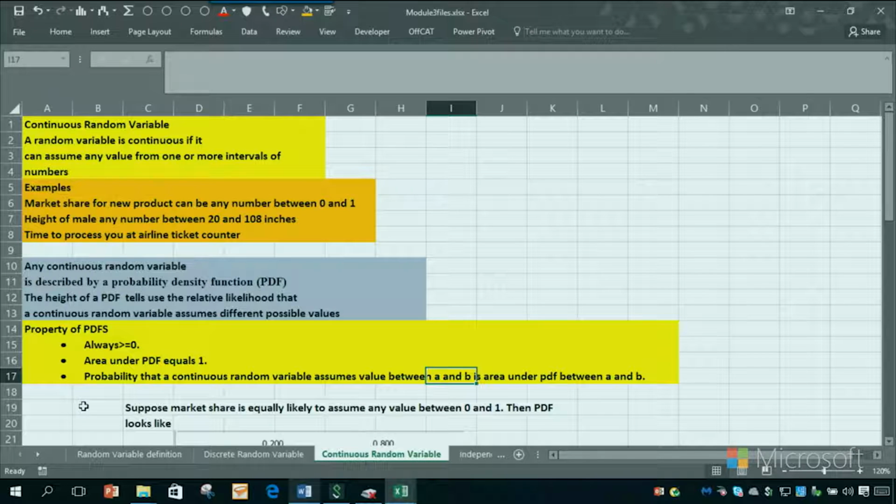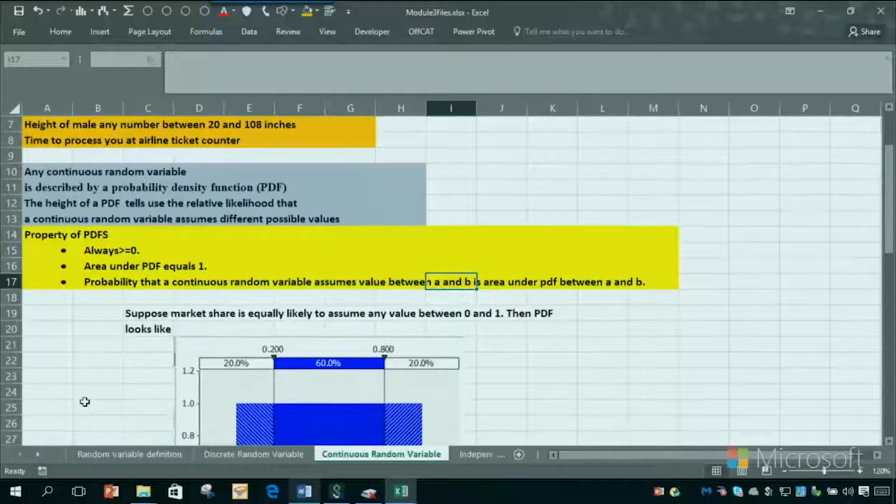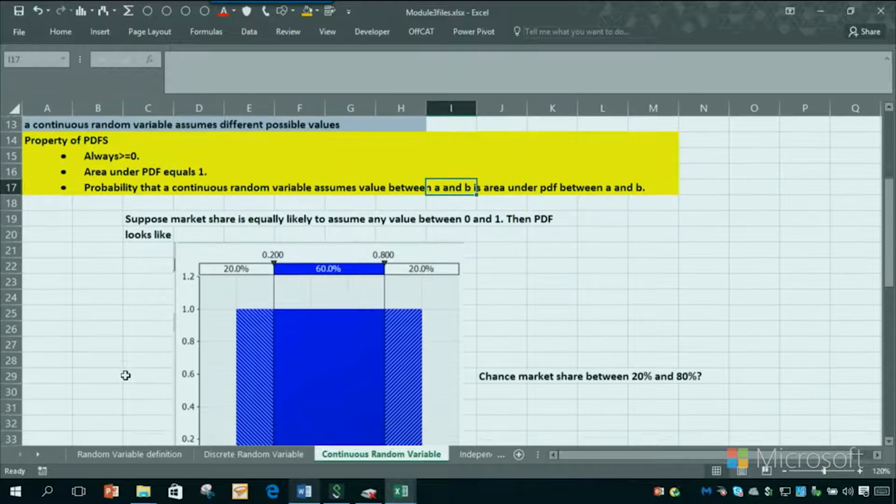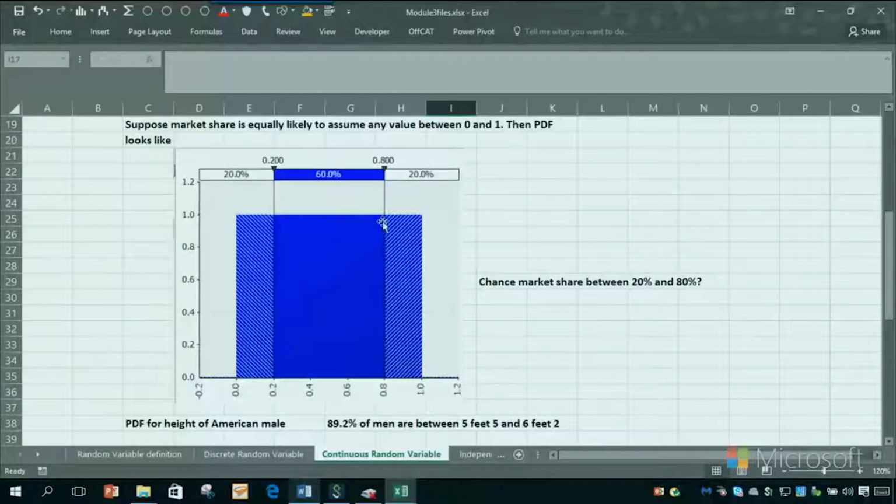So let's look at two examples of probability density functions. Again, courtesy of Palisade's @RISK package, we have some nice graphs. Suppose market share is equally likely to be anywhere between 0 and 1. So the PDF would have the same height everywhere. That's called the uniform PDF, because it's equally likely to be anywhere between 0 and 1. Now the area under this, if the height is 1, it's a rectangle. The area is 1 times 1, or an area of 1.